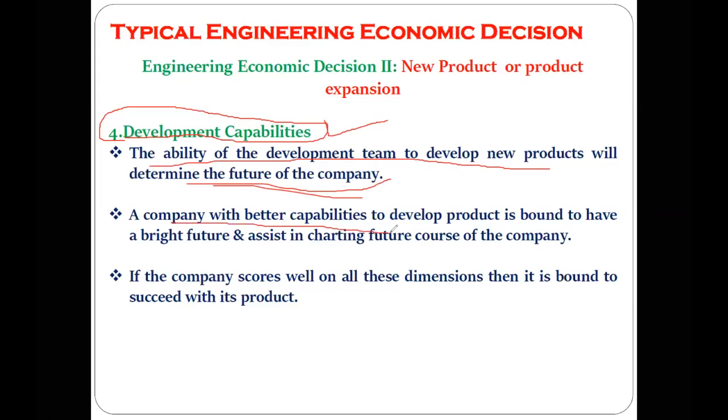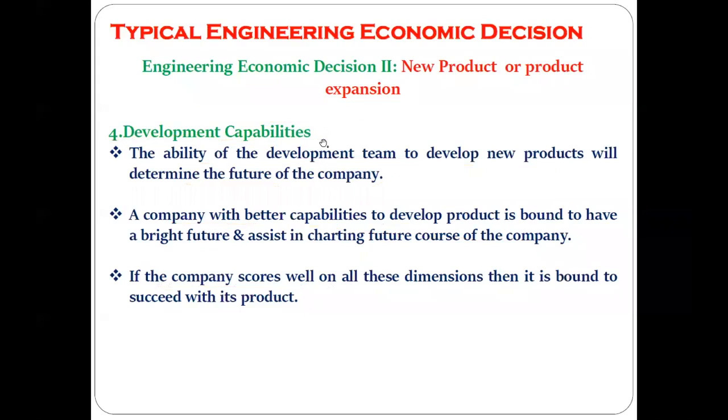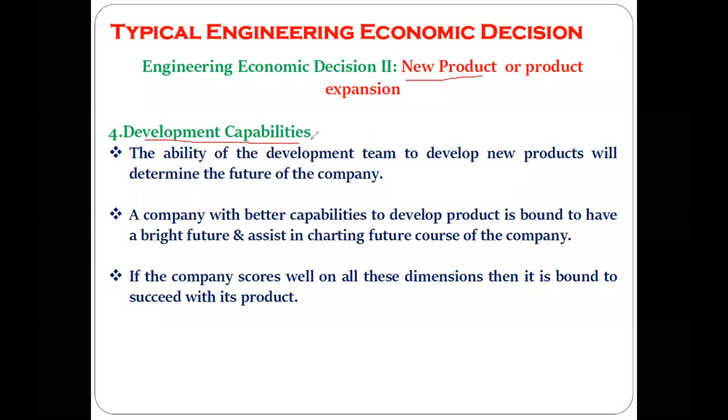So a company with better capabilities to develop the product is bound to have a bright future and assists in charting the future course of the company. Here we are discussing the last dimension using which prediction of the profit related with the new product can be done, that is the development capabilities. Akash, tell me, what is the development capabilities dimension? Sir, it means when we launch a product, whether the employees of our company can do their work, and whether they can deliver it on time.